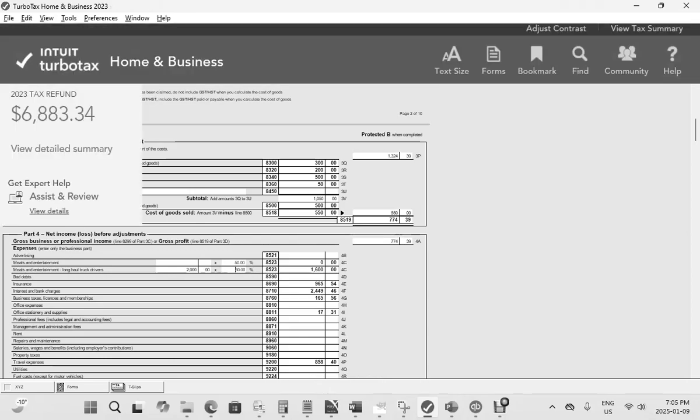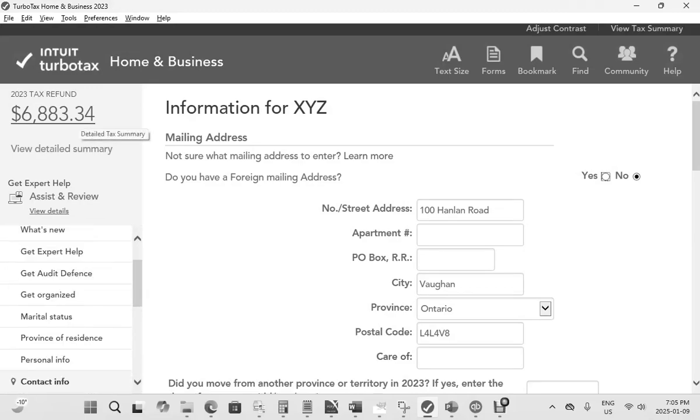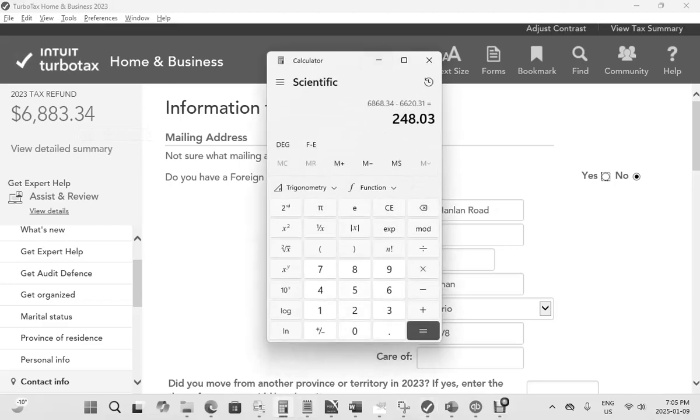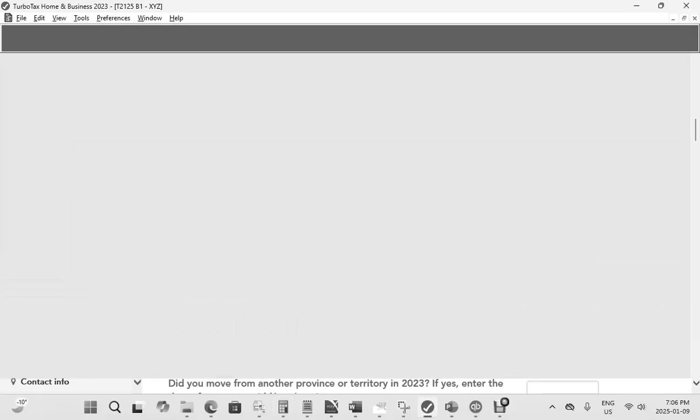Notice the difference. Tax refund is $6,883.34. So let's do the math over here. So this is $6,883.34, just over $250. So around $263.03 to be exact.